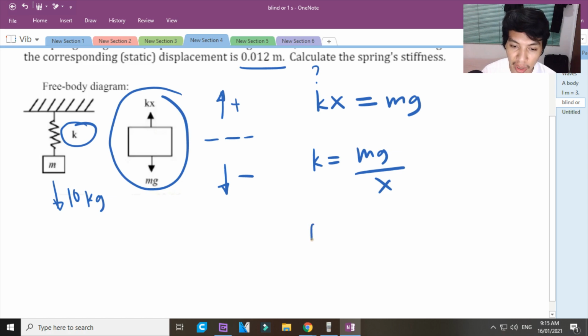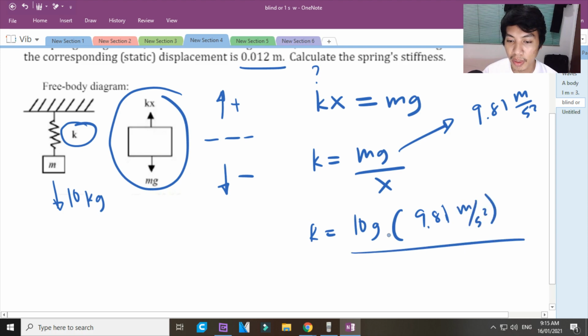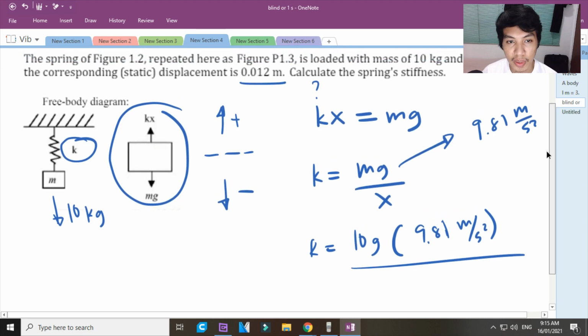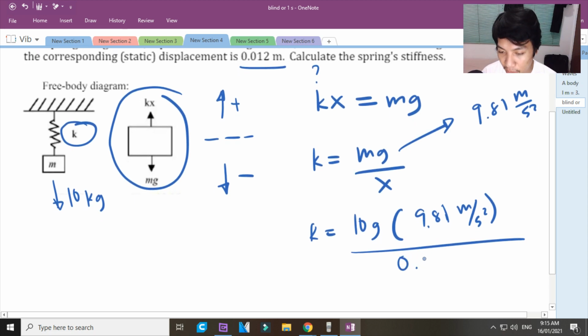So, K will be equal to M, which is 10 kilograms. And the gravitational constant natin, kapag hindi binigay, matik yan, 9.81 meter per second squared. Ang lalabas dito is in Newton. Pero ito naka-gram, dapat i-divide mo ng 1,000. So, this is 0.12 meters.